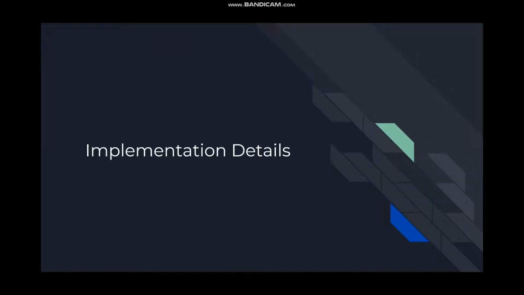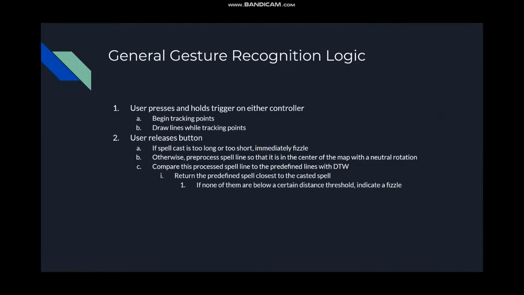And now we transition to implementation details behind this project. So an overview of the general gesture recognition logic. We first trigger this system by having the user press and hold the trigger on either controller. This begins point tracking, and it also draws lines while tracking the points that connect each line, so we can get that spell feedback to the user. And when the user releases the button, if the spell cast is too long or too short, we immediately fizzle, since it's not really worth comparing to our predefined lines.